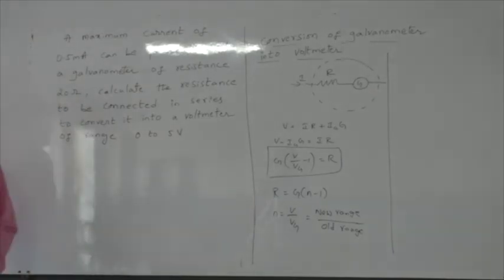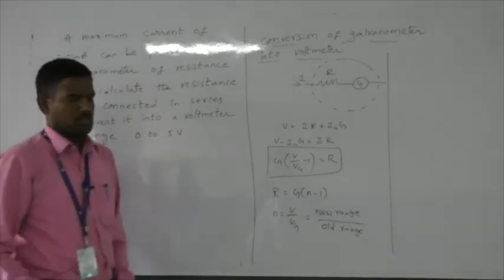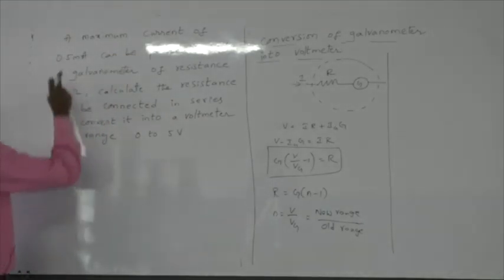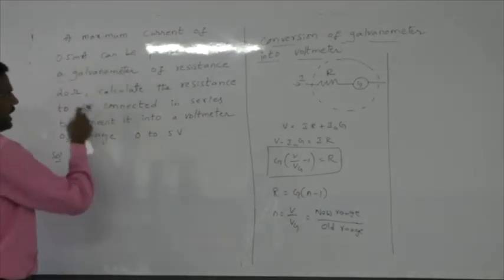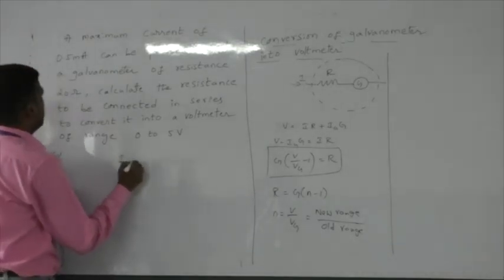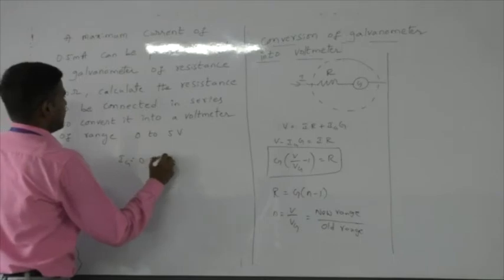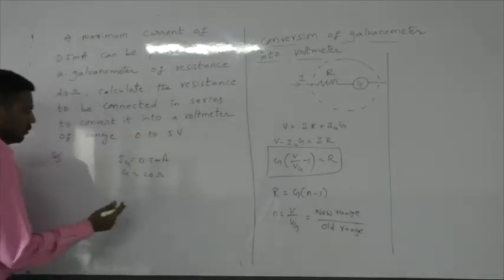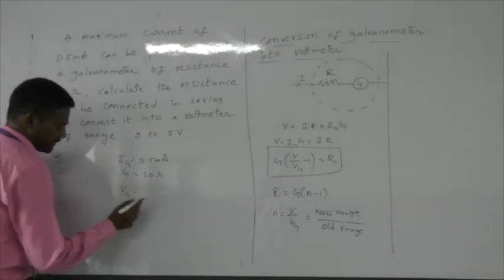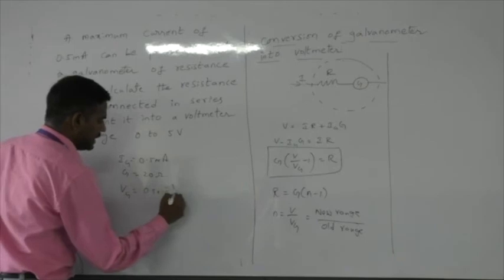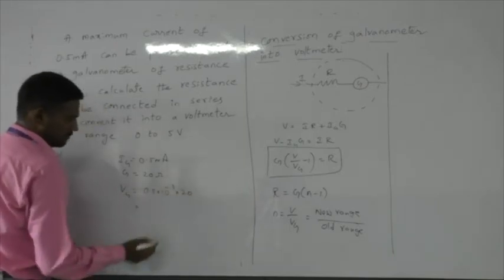Right, here is the next problem. A maximum current of 0.5 milliamperes can pass through a galvanometer having a resistance of 20 ohms. So that maximum current is nothing but Ig, 0.5 milliamperes, and the resistance given is 20 ohms. Therefore, what is the maximum voltage Vg? It is 0.5 into 10 to the power of minus 3 multiplied by 20.